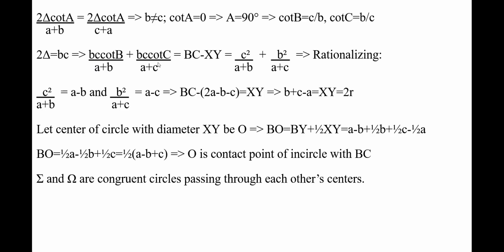And then from this we get BC minus XY is equal to C squared by A plus B plus B squared by A plus C. Now A is basically root B squared plus C squared, so we just rationalize: we multiply by root B squared plus C squared minus B on both sides of this fraction. And then C squared cancels out with the denominator, which also happens to be C squared. So you're left with A minus B. That's basically the same thing we do here, and we get A minus C. And then BC minus this will just be XY. So we have B plus C minus A is equal to XY.